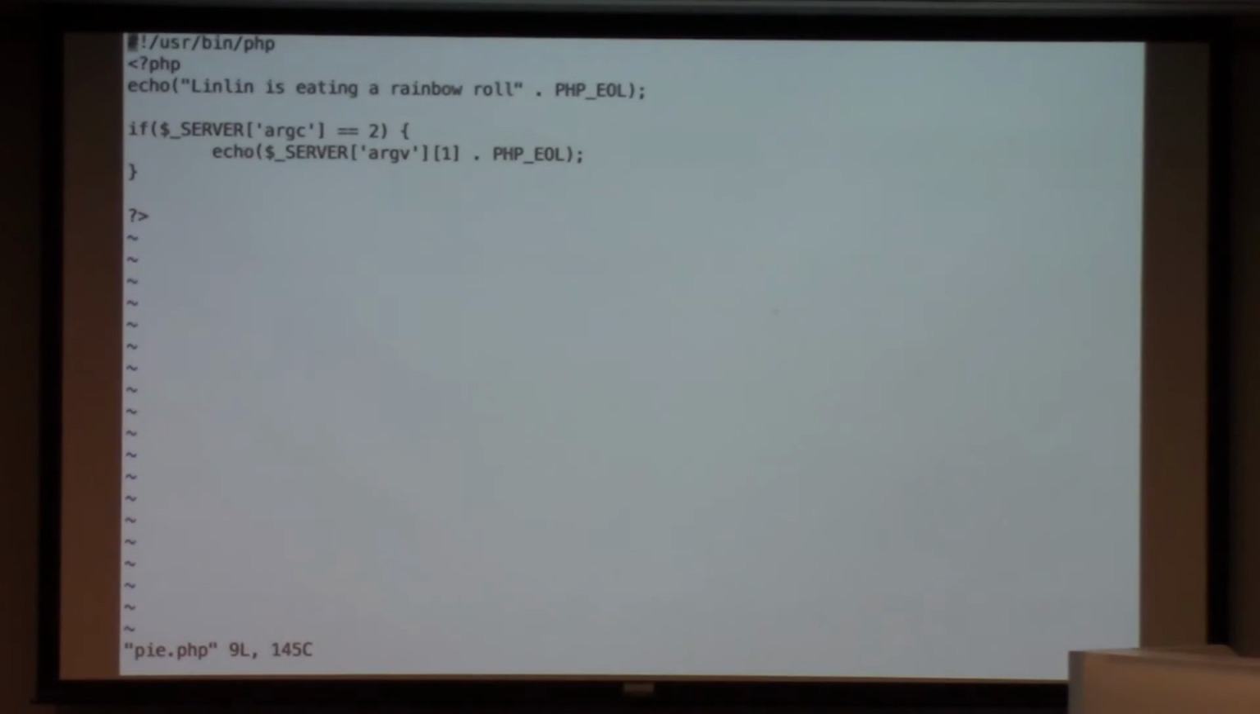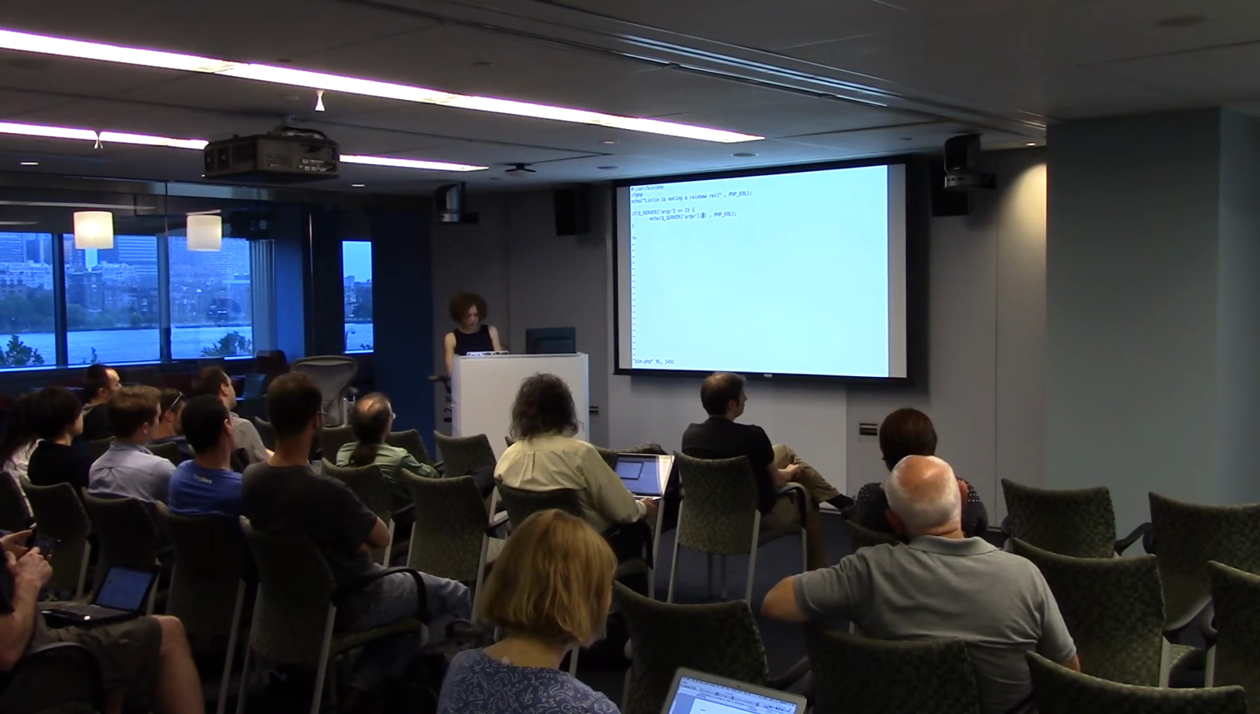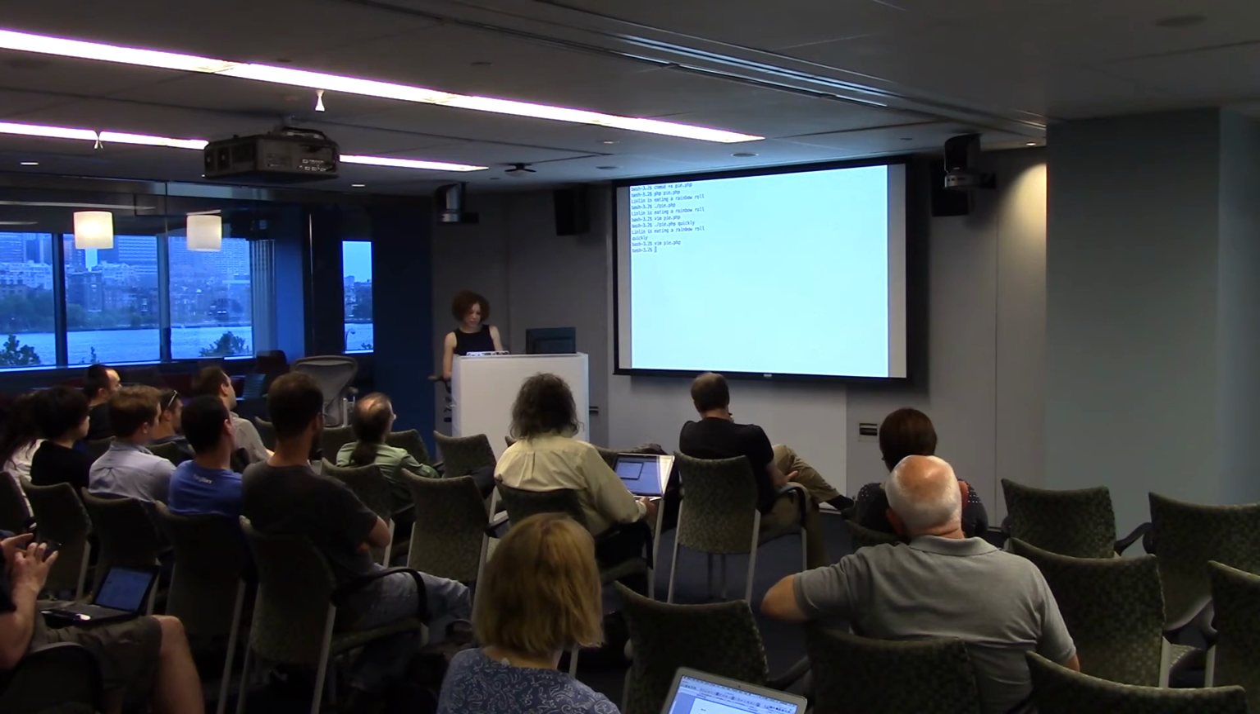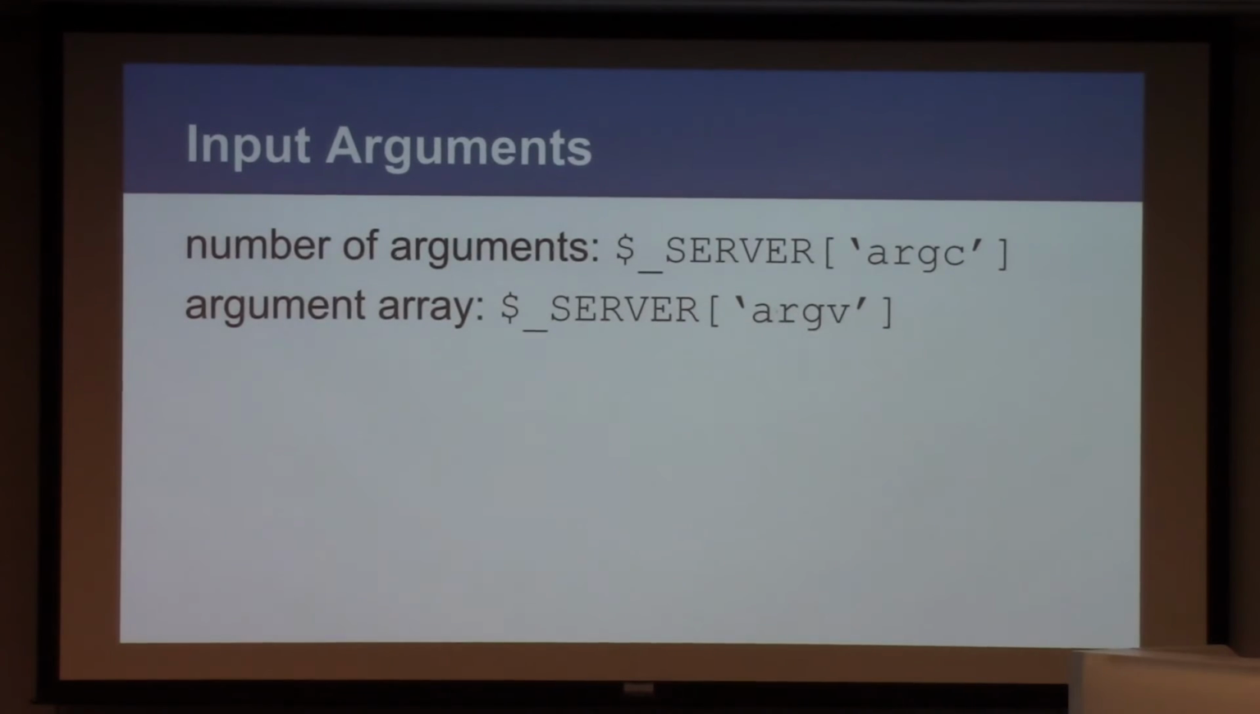If I say I want 0 and do the exact same thing, so if I do pi.php quickly, it'll just say pi.php. So that's how you get input arguments.